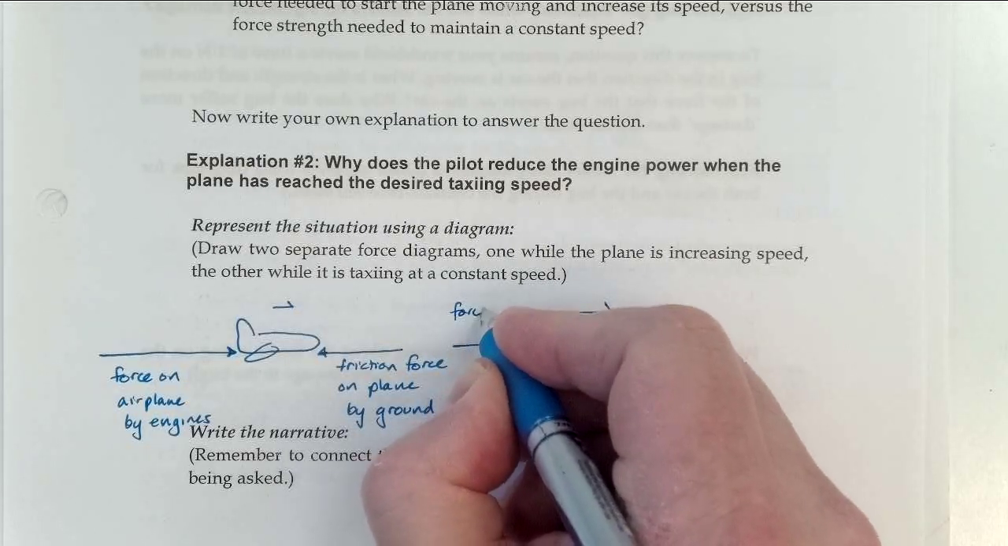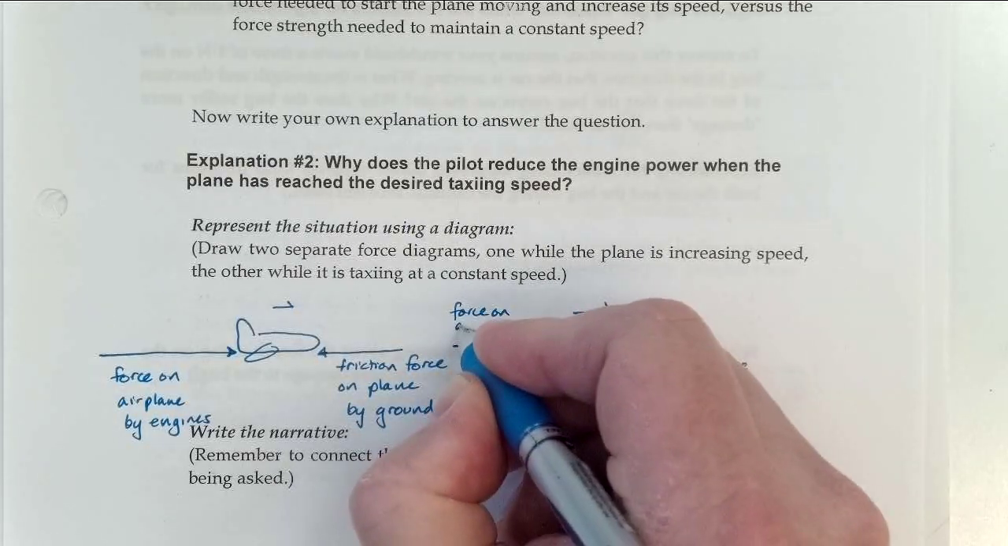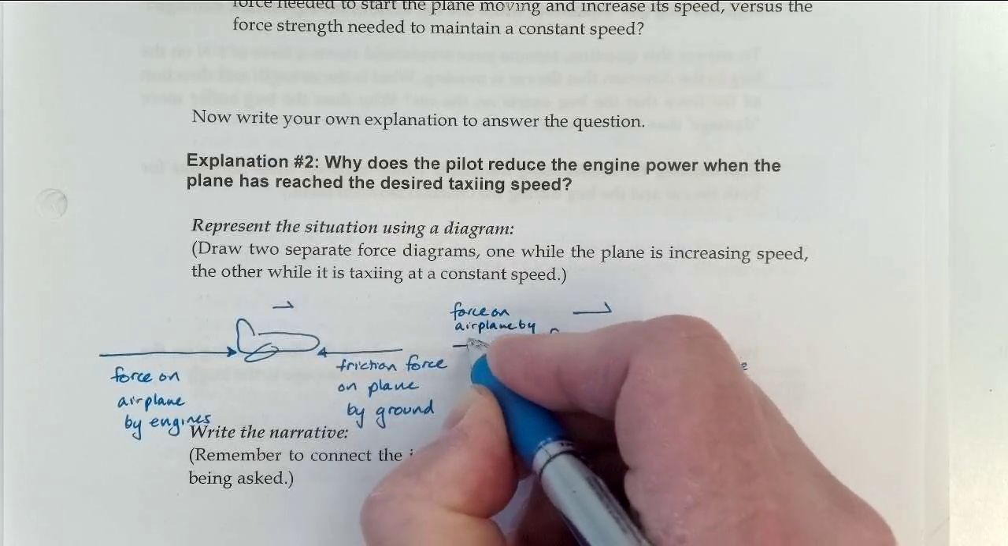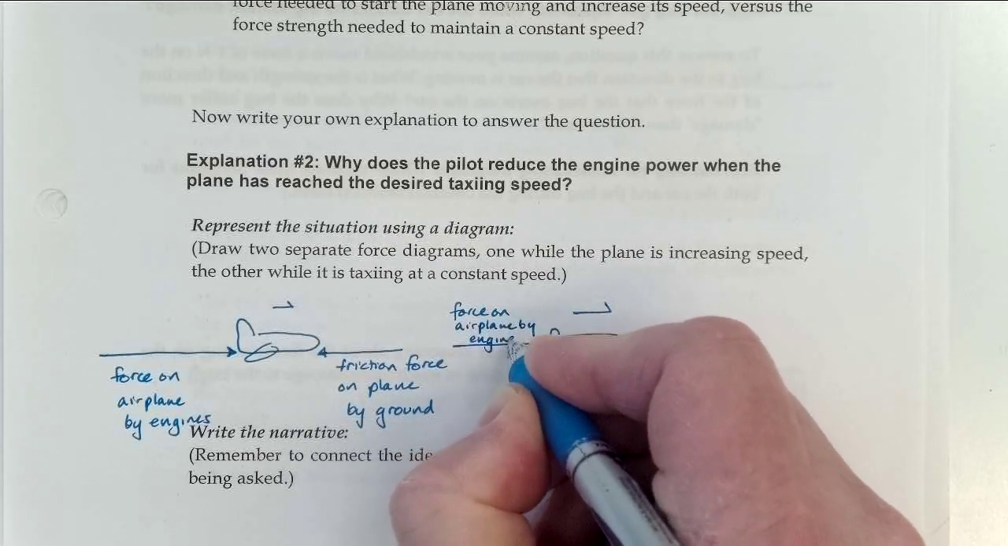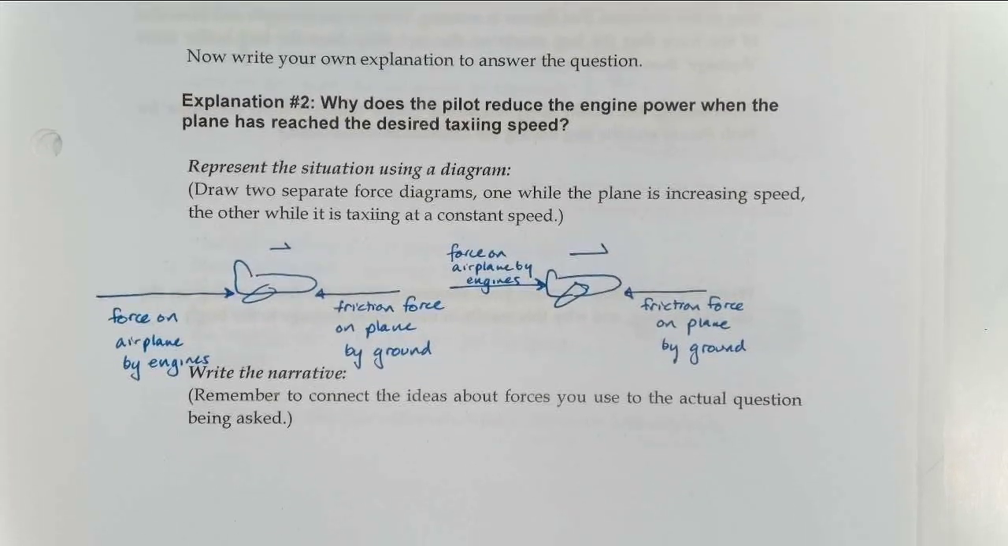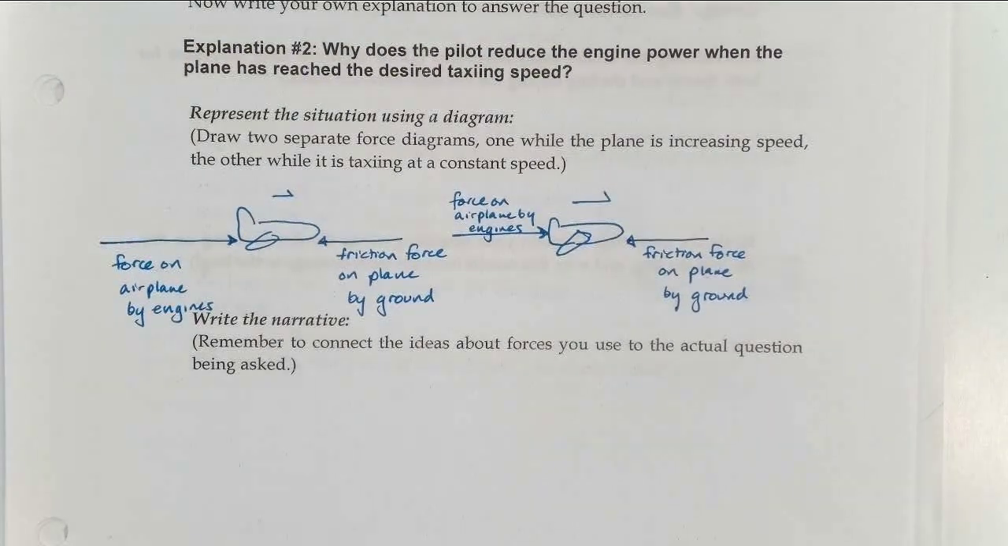So the force on the airplane by the engines is smaller than it was in the initial diagram. Again, I'm not going to write the narrative so that you have to fight your way through the chicken scratch, but I will try to describe a possible narrative explanation.